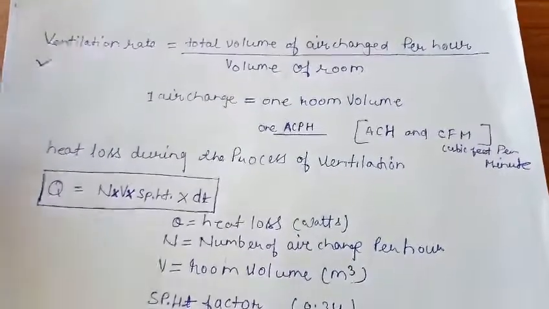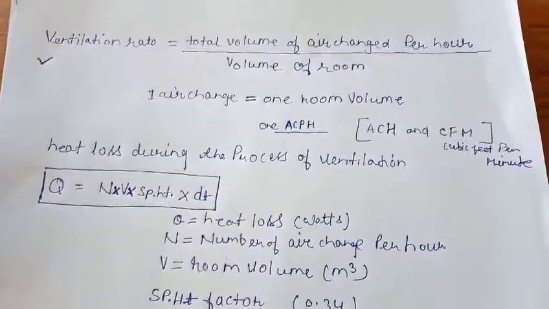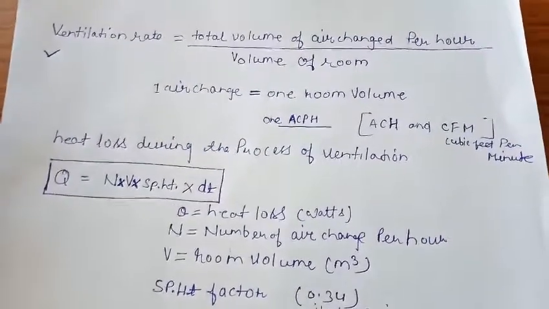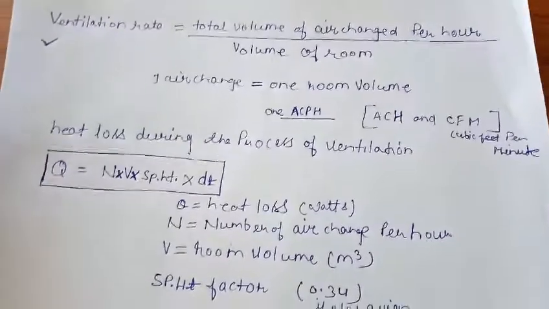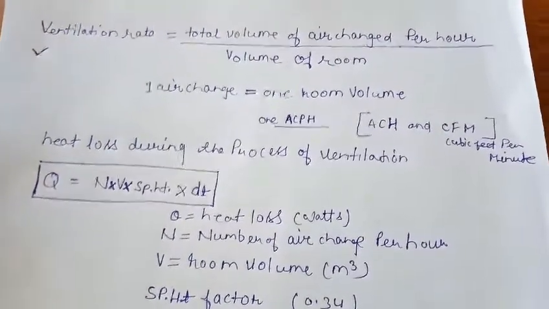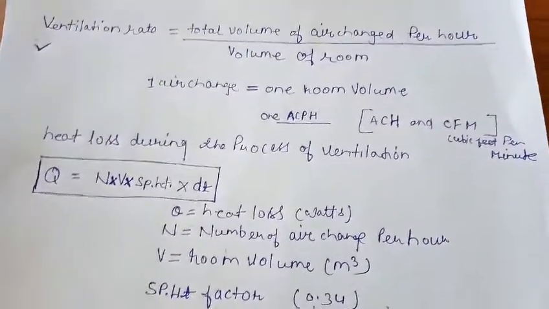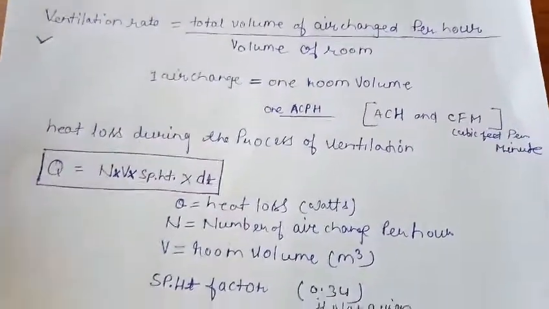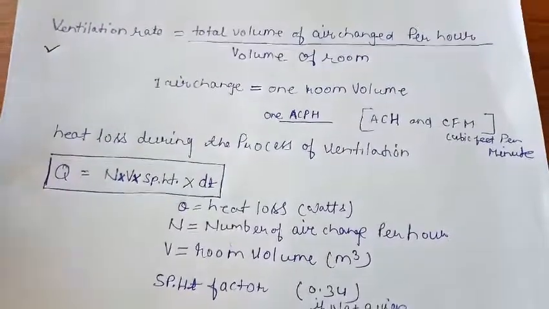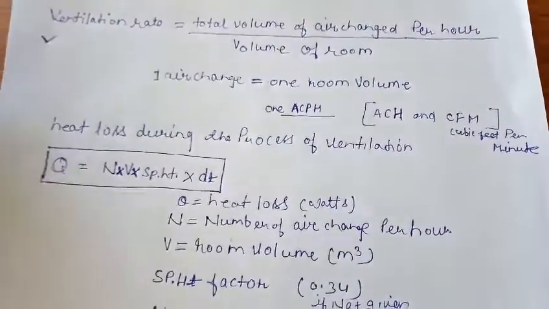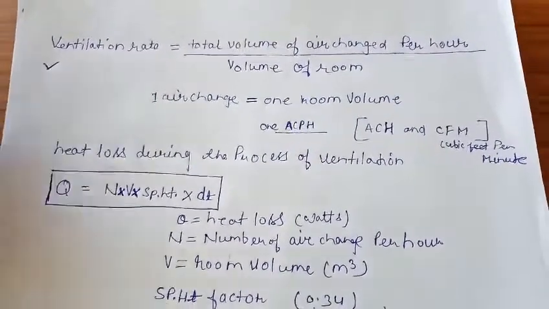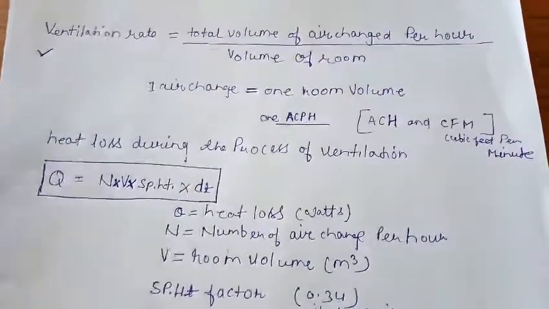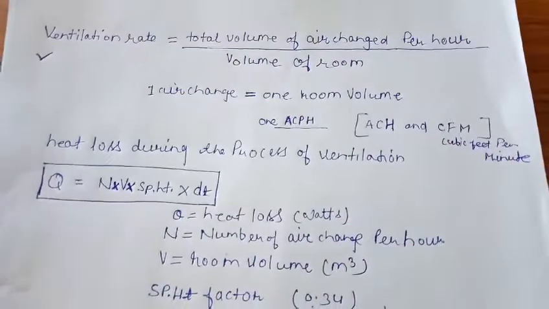So ventilation rate generally, क्या होता है, any indoor space that we have, air change, how we do the air change, and what is the amount of air change required in different spaces, like in hospitals and bedrooms, in drawing rooms, in other activity areas. So air change होता है one room volume. One air change is equal to one room volume.